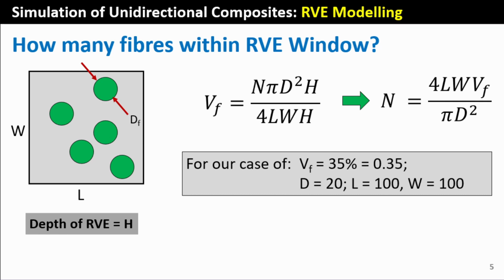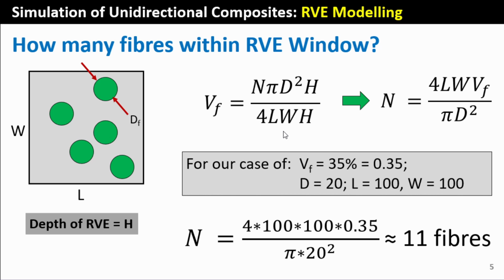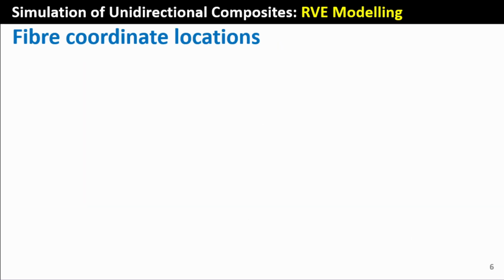So now for our case where we are dealing with a 35% volume fraction unidirectional composite, with fiber diameter 20, the length and width and the height all being 100. So clearly the h will cancel out in this case. So if we then apply that, for this case we're looking at probably around 11 fibers to make this problem possible. So this is what we're going to be modeling.